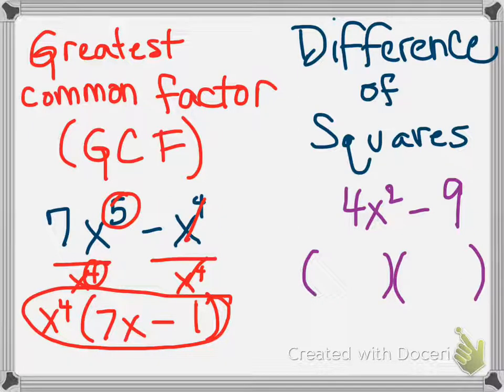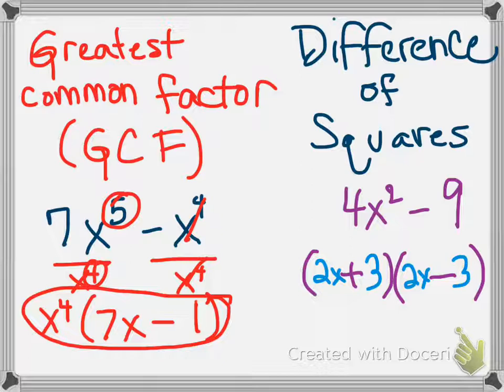Since there's a minus, we know that a positive times a negative is a negative. And that 4, if we square root it, we'll get 2. The x squared we can square root, and we'll get x. And then the 9 we can square root, and we'll get 3.